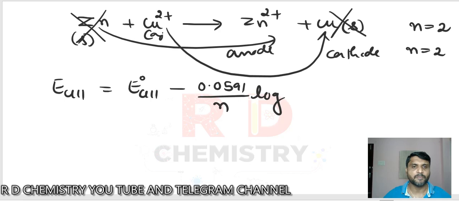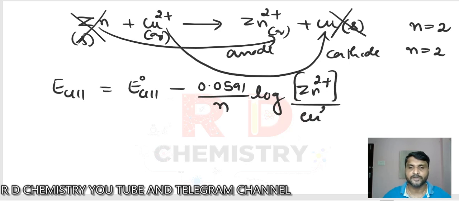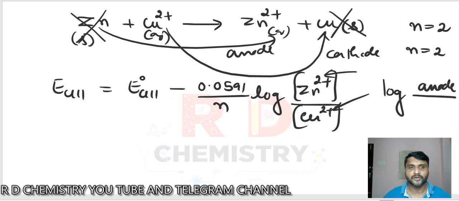But the remaining are in the form of aqueous solution. Remember, we write product divided by reactant. Product is zinc 2 plus, whatever the concentration given, divided by copper 2 plus concentration. See that the total charges on the cation, zinc and copper, are the same, n is equal to 2, right? Or you can also write this in terms of anode concentration, because zinc is the anode, divided by cathode concentration. See that the total charges on this are the same.